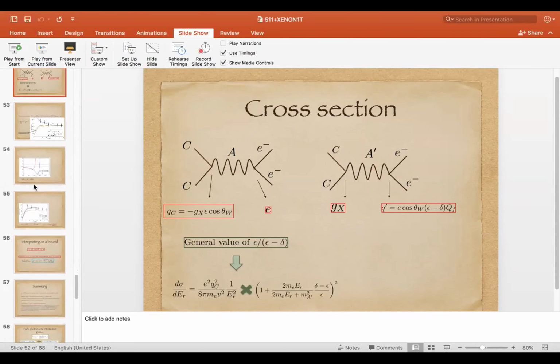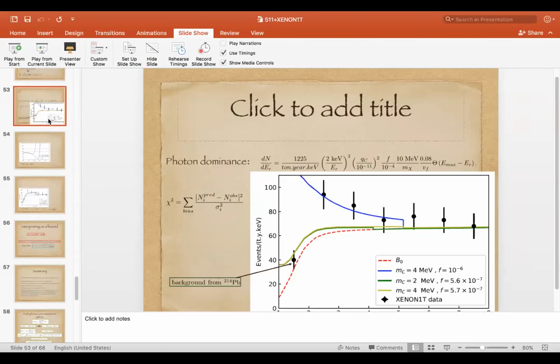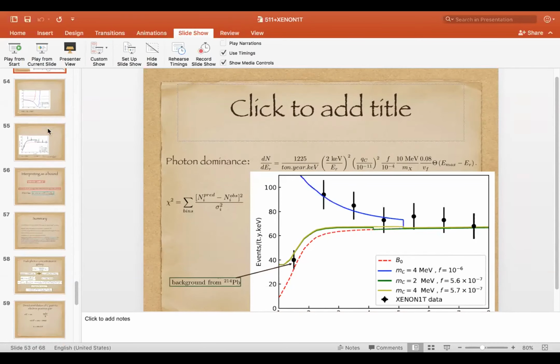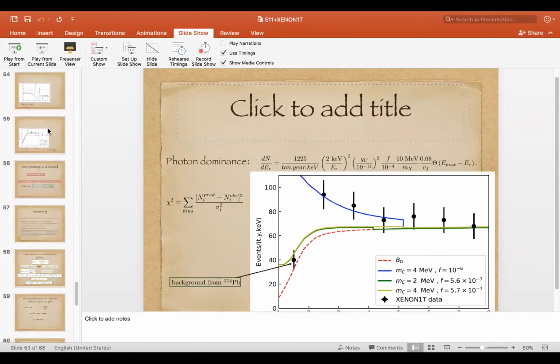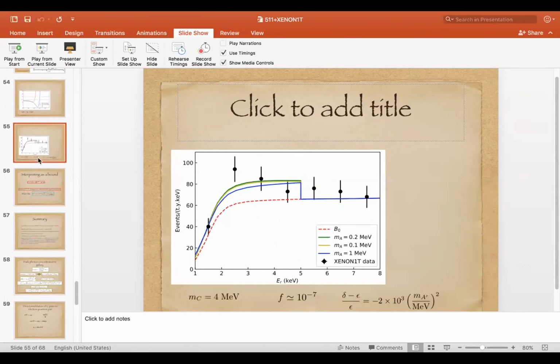Next slide, please. But in general, the cross-section will receive such a correction, okay? Next slide. Next slide, please. If only a photon contributes, then this last data point, the lowest data point which matches with the background, cannot be explained. Two slides, please skip the next slide and come to the third, 55, please.